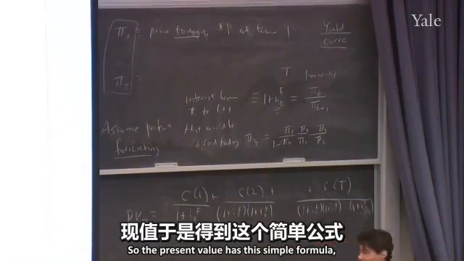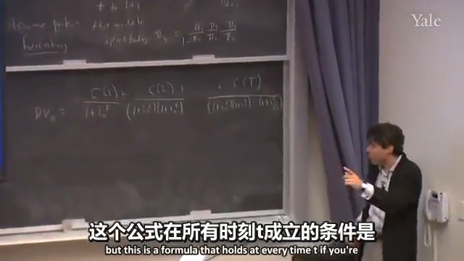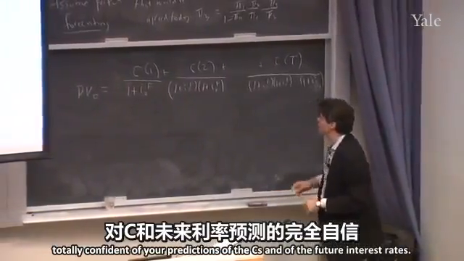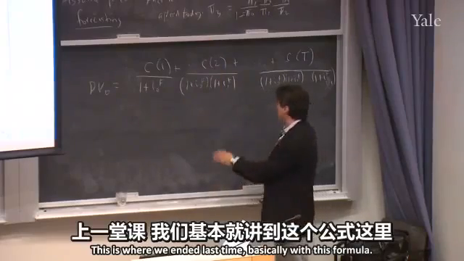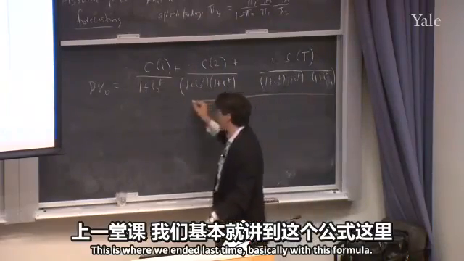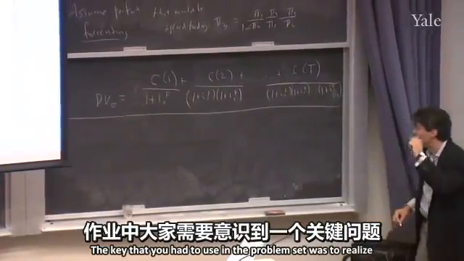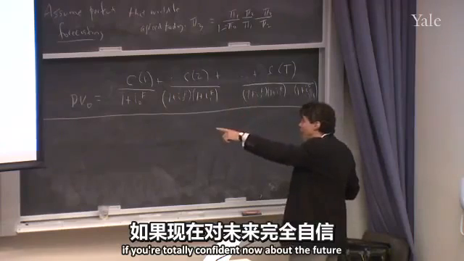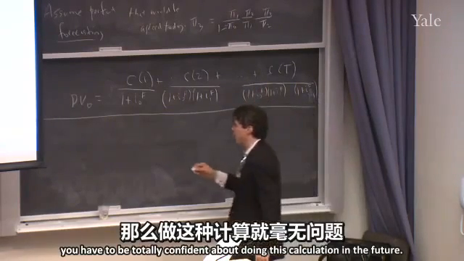Okay, so the present value has this simple formula. But this is a formula that holds at every time t, if you're totally confident of your predictions of the C's and of the future interest rates. So this is where we ended last time, basically with this formula. The key that you had to use in the problem set was to realize if you're totally confident now about the future, you have to be totally confident about doing this calculation in the future.